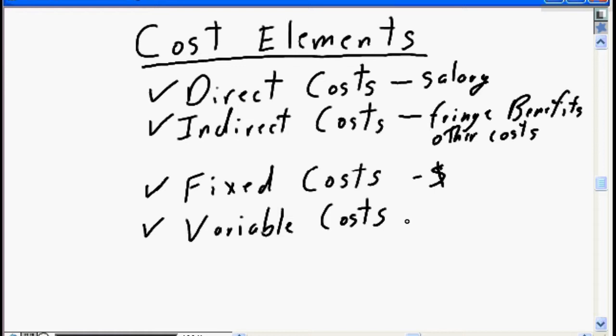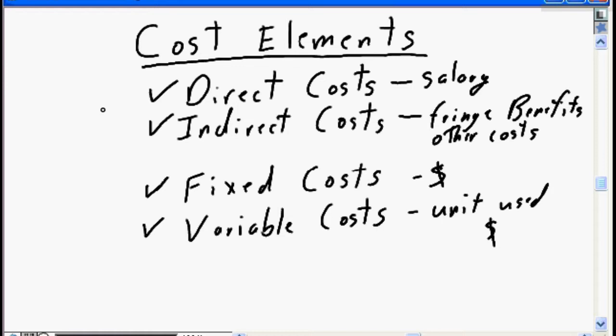Other project costs are going to be variable costs. For every unit used, there will be a direct cost, or for that matter, an indirect cost. For every hour of a team member on the project, there will be costs. For every piece of material bought, there will be a cost. For every supply used, there will be a cost.